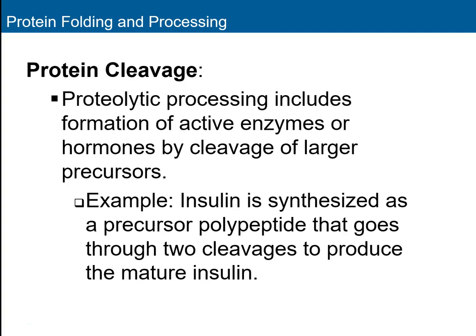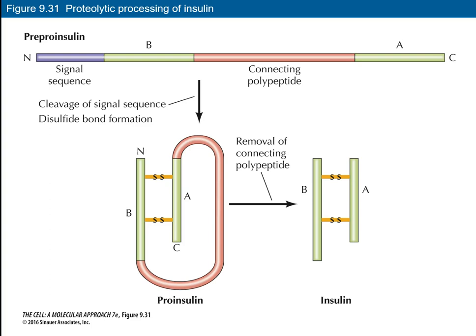All right, so more on protein cleavage, okay? So it says proteolytic processing includes formation of active enzymes, right? Or hormones by cleavage of a larger precursor. So there are many proteins that are basically made from larger precursors, okay? So I'll show you an example. So one example here is insulin, okay? It's synthesized as a precursor polypeptide that basically goes through cleavages, right? Basically gets cut up to produce that mature insulin, okay? So you can see here, this is what's made first, this pre-pro insulin. This isn't an mRNA sequence, this is the polypeptide sequence, right?